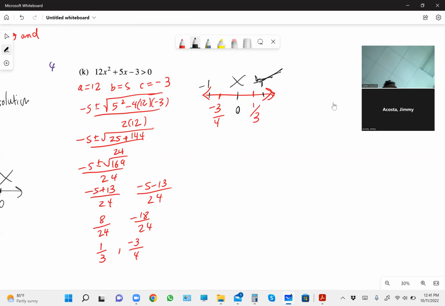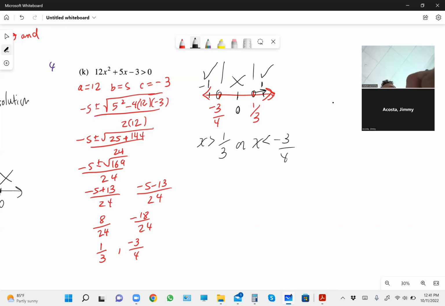Yay. I'm going to make a good check mark. That's not a very good check mark. Check mark. All right. -1 squared is 1 times 12 is 12 minus 5 is 7. And 7 minus 3 is 4. Is 4 greater than 0? Yes. So over here, it's good. So we say x is greater than 1/3 or x is less than -3/4. Obviously, it's an open circle here, and you make arrows in that direction, and we're done. And you should feel a little bit smarter now because this is done.